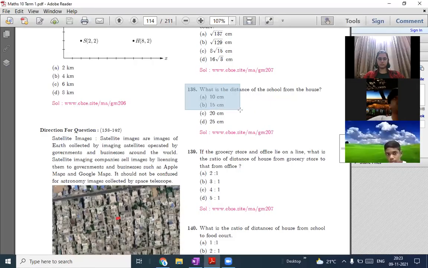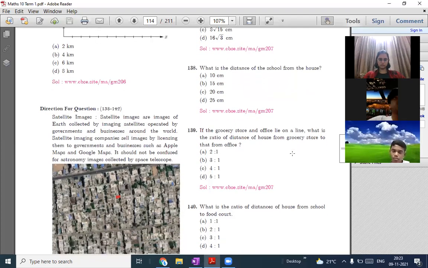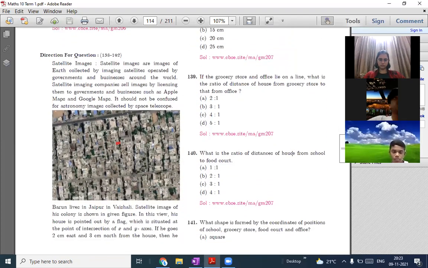Now see this question number 138. What is the distance of the school from the house? Which distance from school to house? If you are having this much only of the image in the satellite image, which distance are you talking about then?